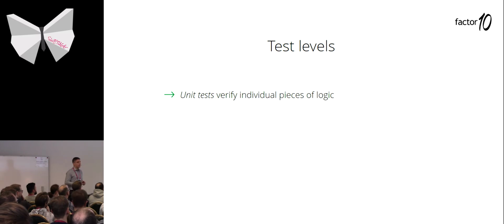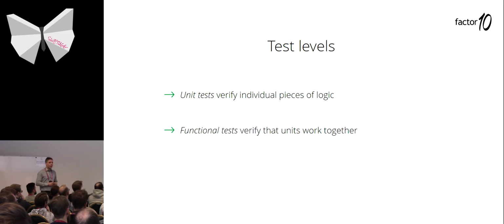So we have unit tests that verify individual pieces of logic. They're often quite detailed. And then we have functional tests, and the functional tests verify that the units actually fit together, that when you put them together, they do something as a whole. I also think of these as flow tests, because they typically test the flow through your application. And as you can imagine, tests on both levels are important.